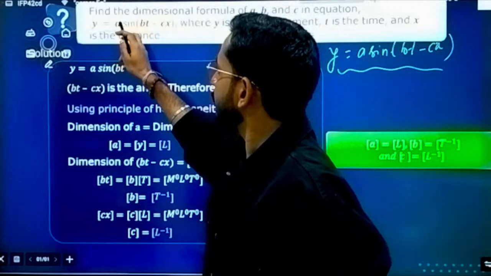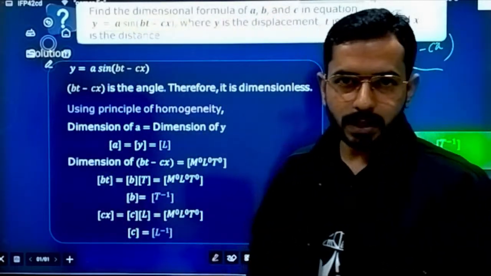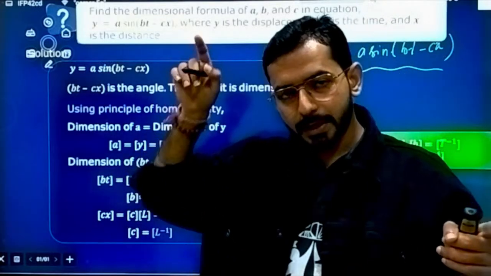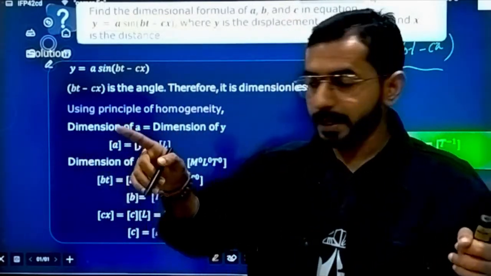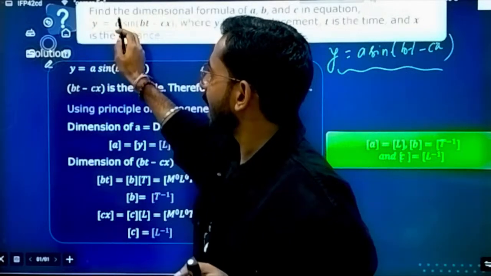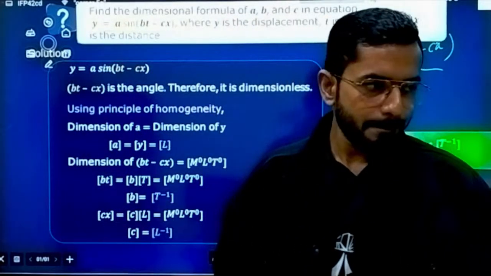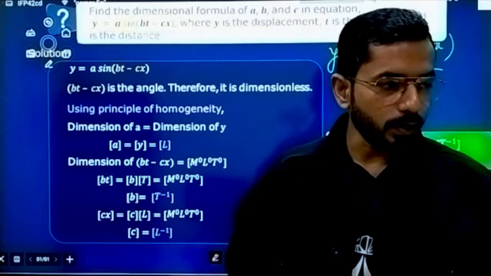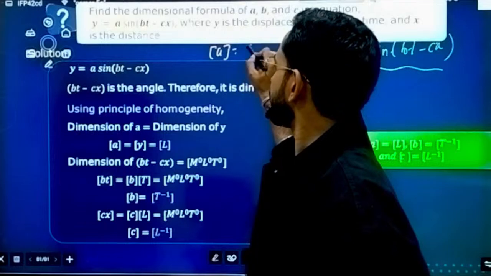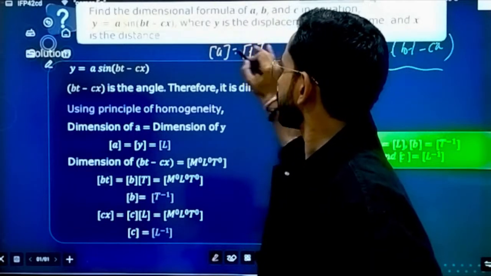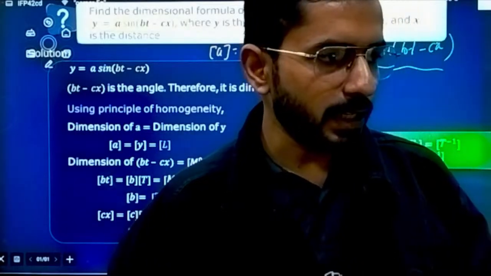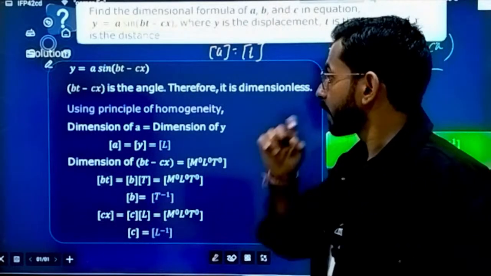That means can I say that this complete term that is given is dimensionless, and this formula is correct? That means I can say the dimension of LHS is mandatory to be equal to the dimension of RHS, correct? So I can say this complete term is dimensionless. That means can I say the dimension of y has to be equal to the dimension of A? Yes or no? So I can say that the dimension of A is equal to the dimension of y, and the dimension of y is nothing but equal to L. First answer I got, that it is equal to A.